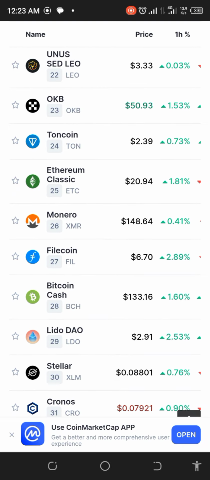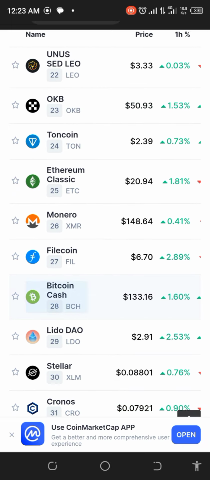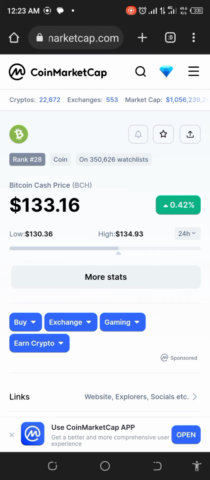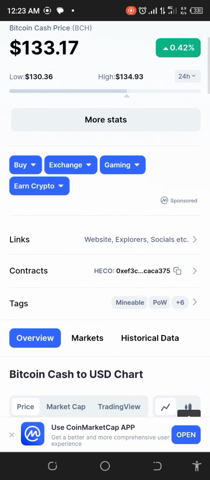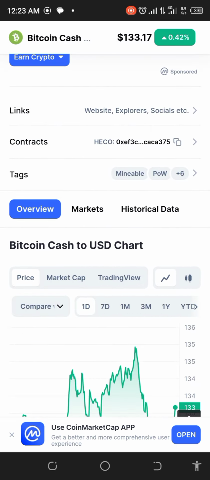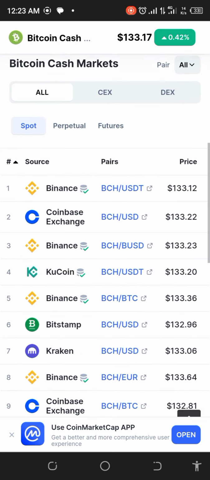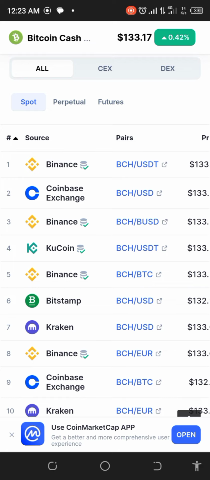Just take a look at one. Let's look at Bitcoin Cash, right? And let's look at the different prices. Currently $133, right? You can see it just changed. It was $132, now changed to $133. If you want to check how much Bitcoin Cash is listed at, you just go to market and check on your favorite exchange. If you have two or three exchanges, you can do inter-exchange arbitrage, or within the same platform, you can check for the variants, right?